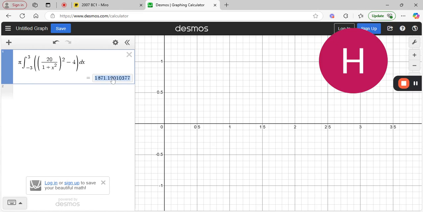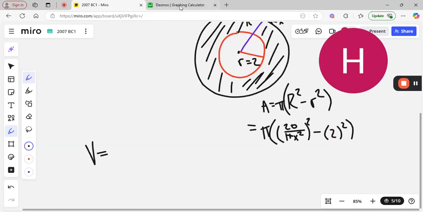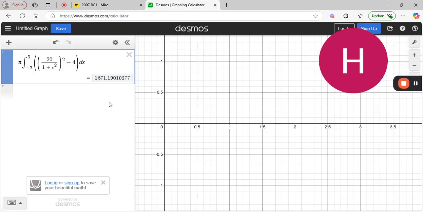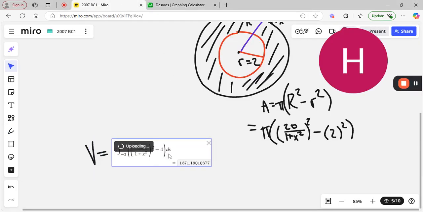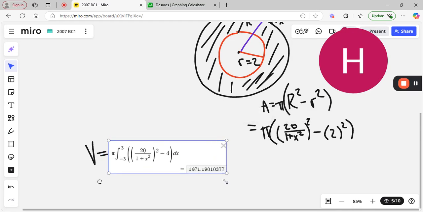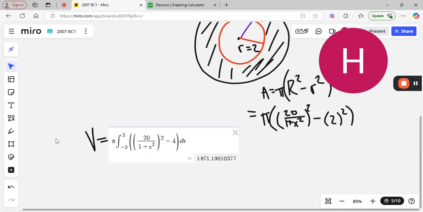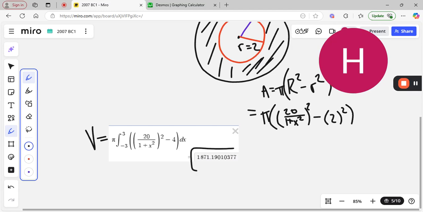1871.19. In fact, I'm actually going to do one better than that. I'm going to copy and paste this whole little thing here. It has the integral expression and everything that you need, so I think it's useful to put it like that. And there is our answer.